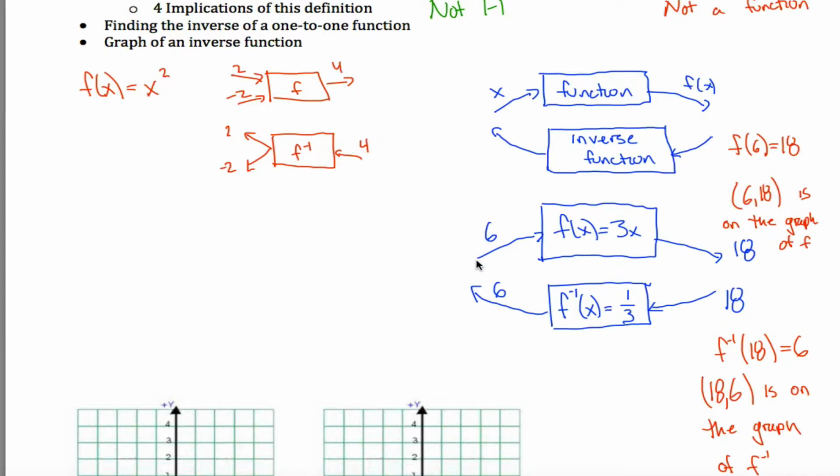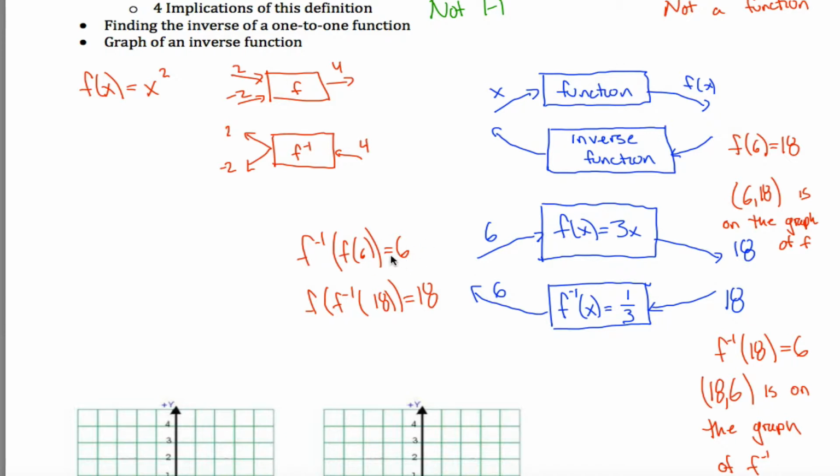If you put 6 into f inverse of f of x, f inverse of f of 6 will be equal to 6. Because if I put 6 into my function, 18 comes out, but then 18 would be what would be going into my inverse function, and when 18 goes into my inverse function, 6 comes out. Similarly, f of f inverse of 18 would be equal to 18. If I take 18 and put it into my inverse function, it takes me to 6, but I know that if 6 goes into my function, 18 comes back.